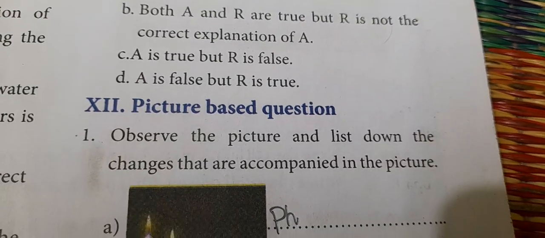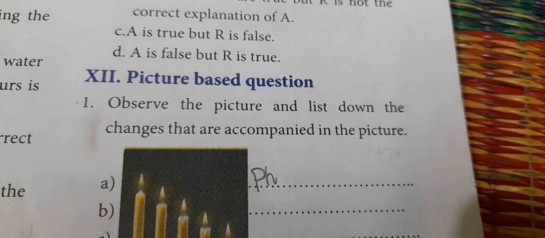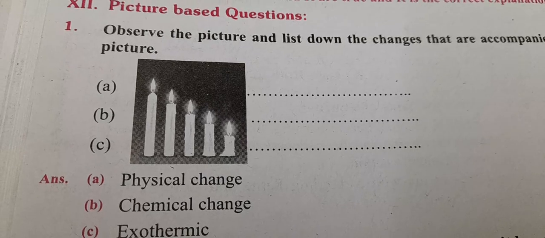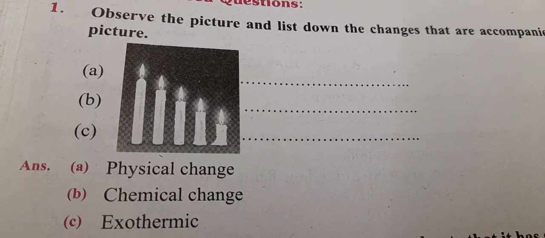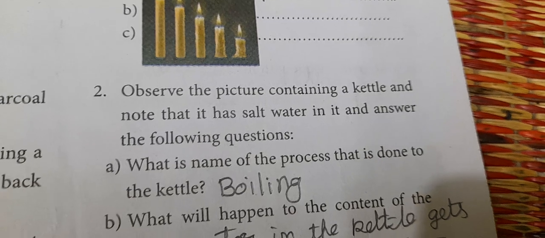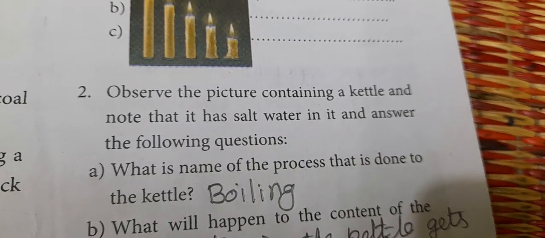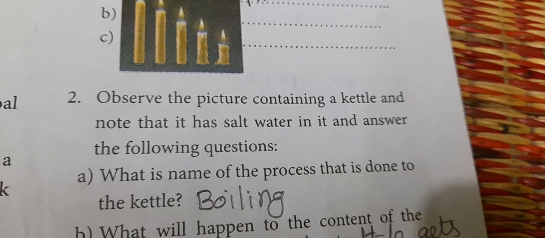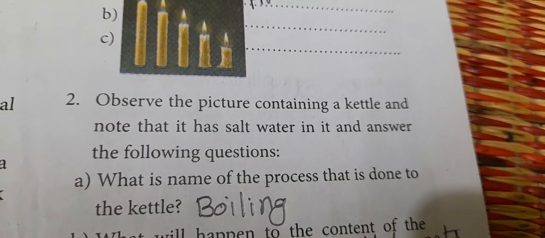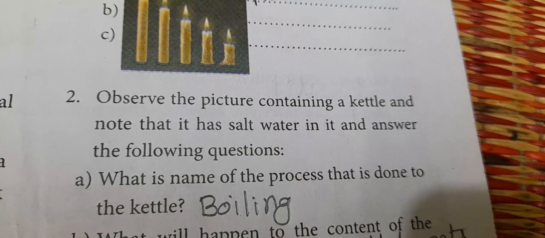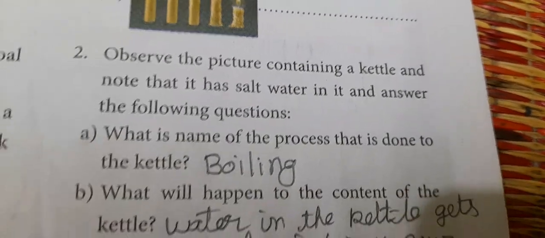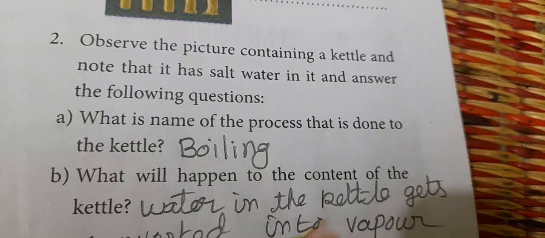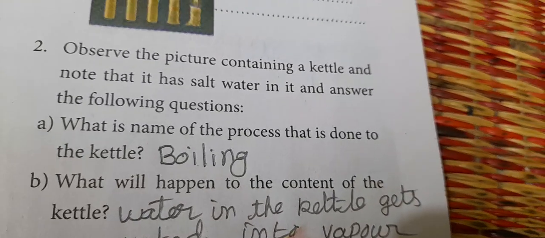Picture based questions. Observe the picture and list down the changes that accompanied in the picture. A is a physical change, B is a chemical change, C is exothermic. Second one, observe the picture containing the kettle and the salt water in it and answer the following questions. What is the name of the process that is done to the kettle? Answer: boiling. What will happen to the contents of the kettle? Water in the kettle gets converted into vapor.